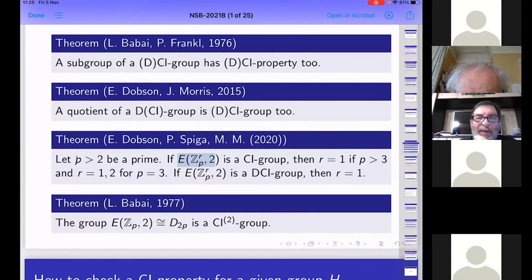And this is the main result. It says if I take P odd prime, and if I take the generalized dihedral group over an elementary abelian group of rank R, then the rank should be 1 if P is greater than 3, and maybe 1 or 2 if P is equal to 3. And if I look also at directed graphs, then the only possibility is rank 1. So that means for directed graphs, this group should be just the dihedral group of order 2 times an odd square-free number.